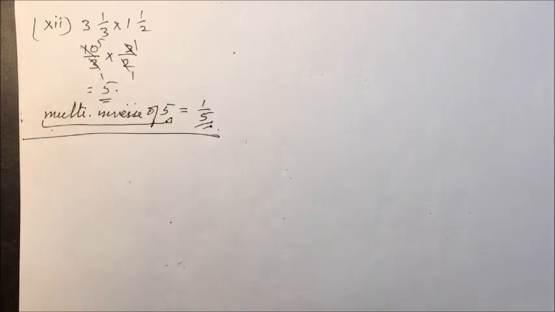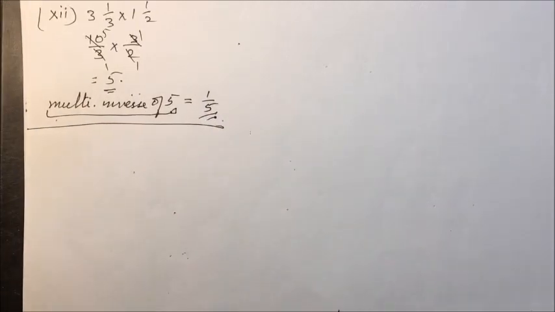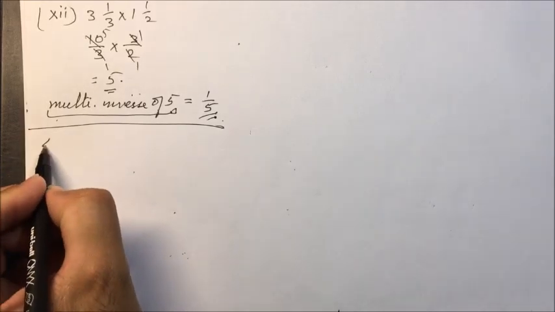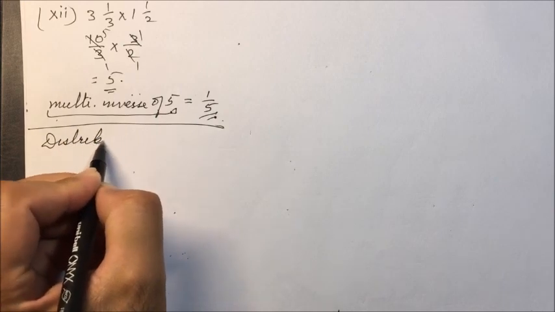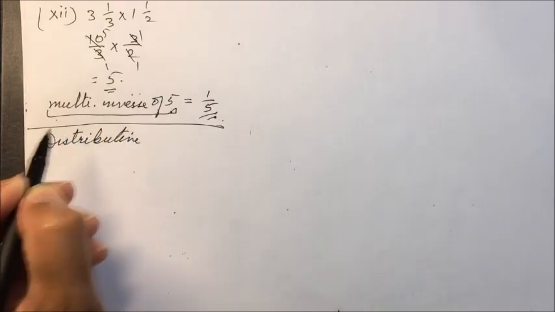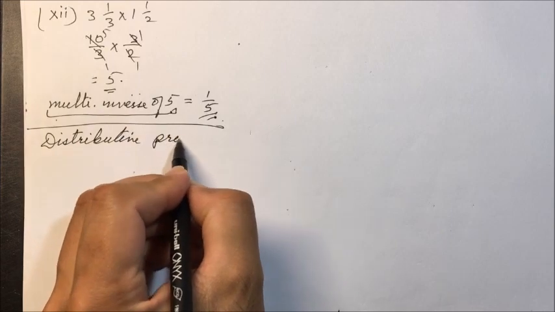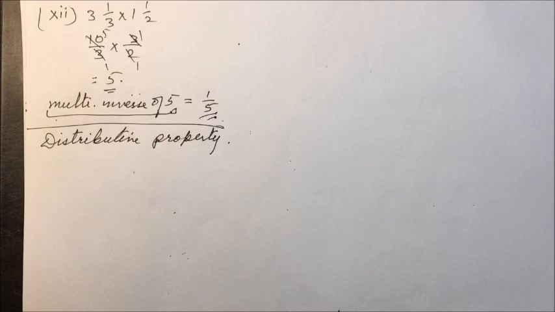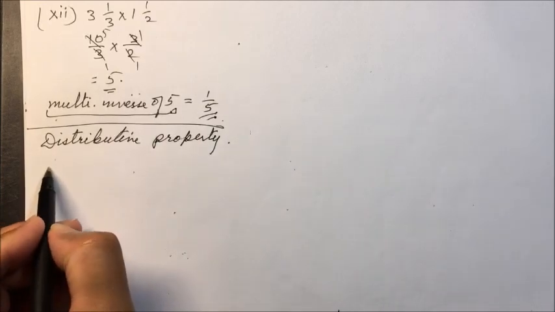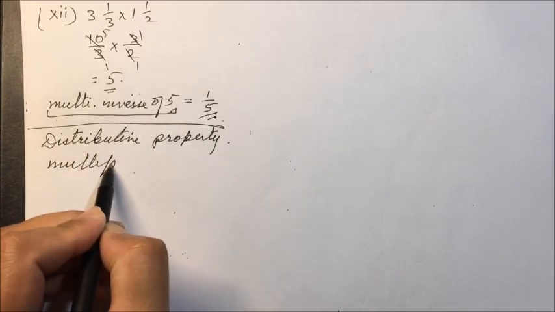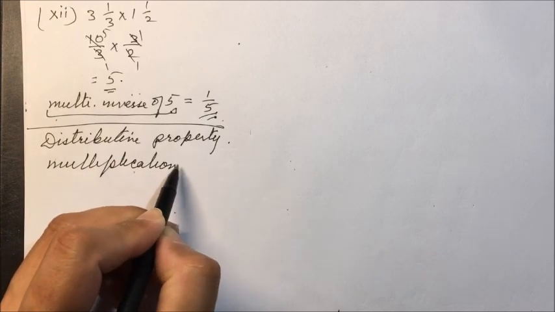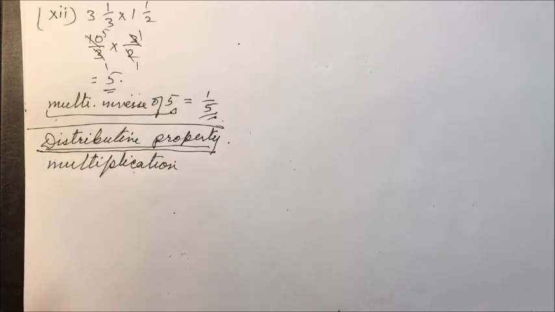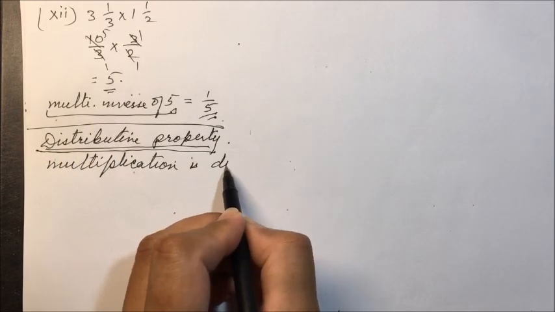This is clear. Now we will start with the distributive property. Here it means the multiplication is distributive.